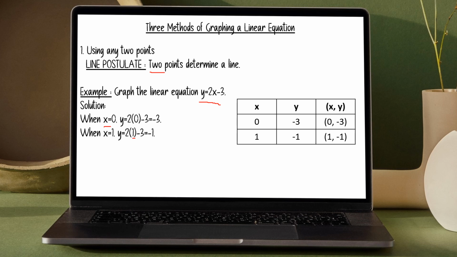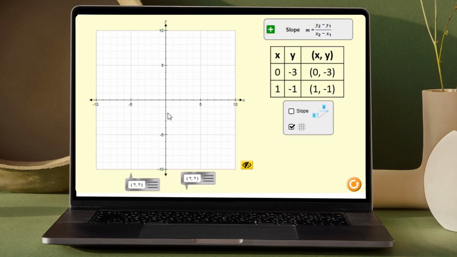We can summarize these points here in the table. In the first column are the values of x, in the second column are the values of y, and in the third column are the points on the line. We now graph the line y equal to 2x minus 3 given the points 0, negative 3, and 1, negative 1.